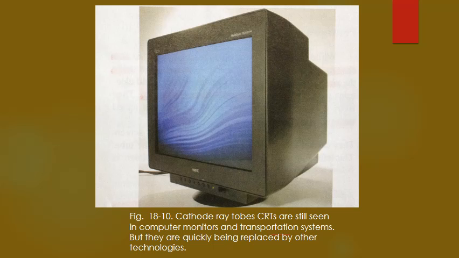Cathode ray tube, CRT. It is also a vacuum tube. A CRT works in the same manner. Common examples of CRTs include oscilloscope displays and computer monitors. See figure 18-10. The television picture tube is also a type of CRT, refer to figure 18-11.